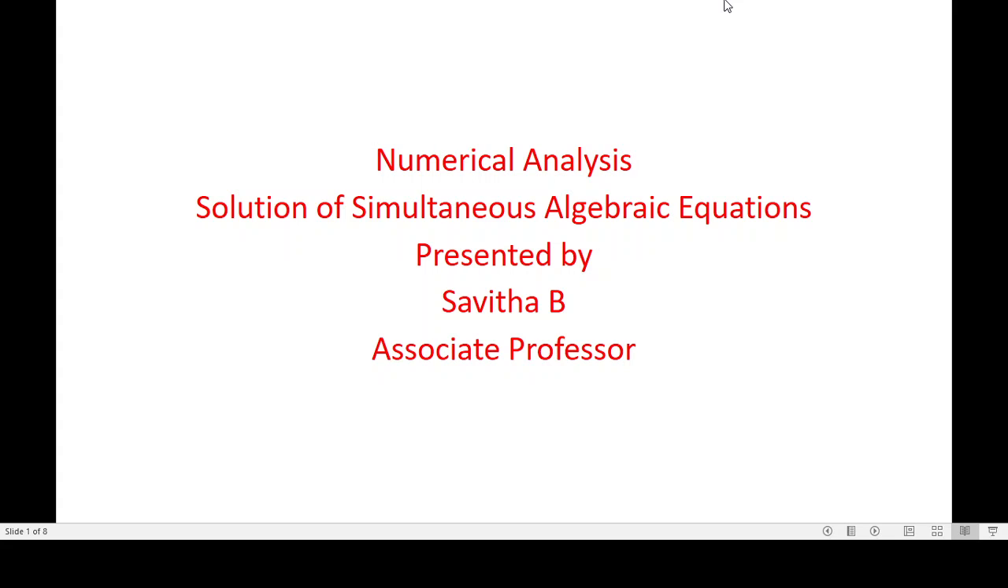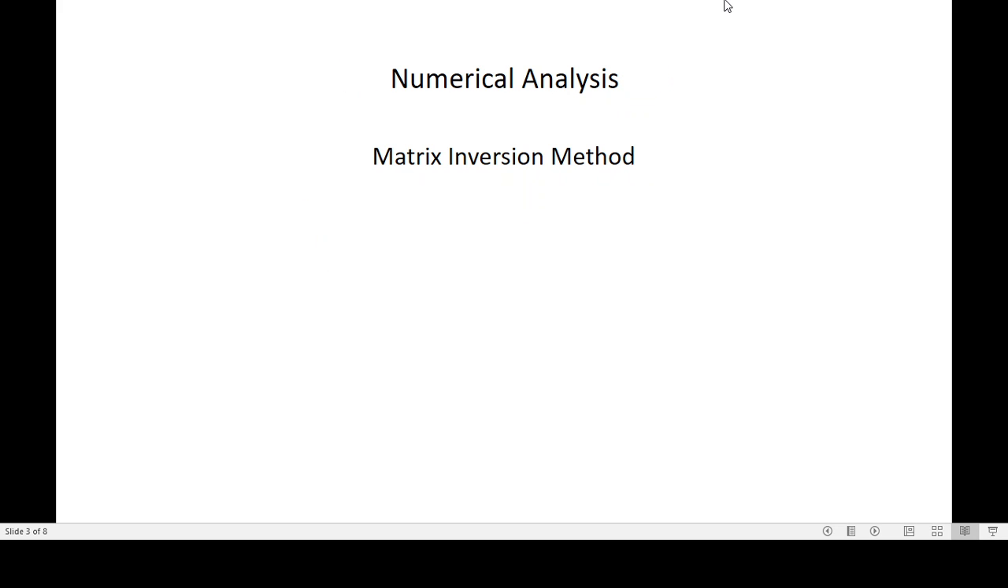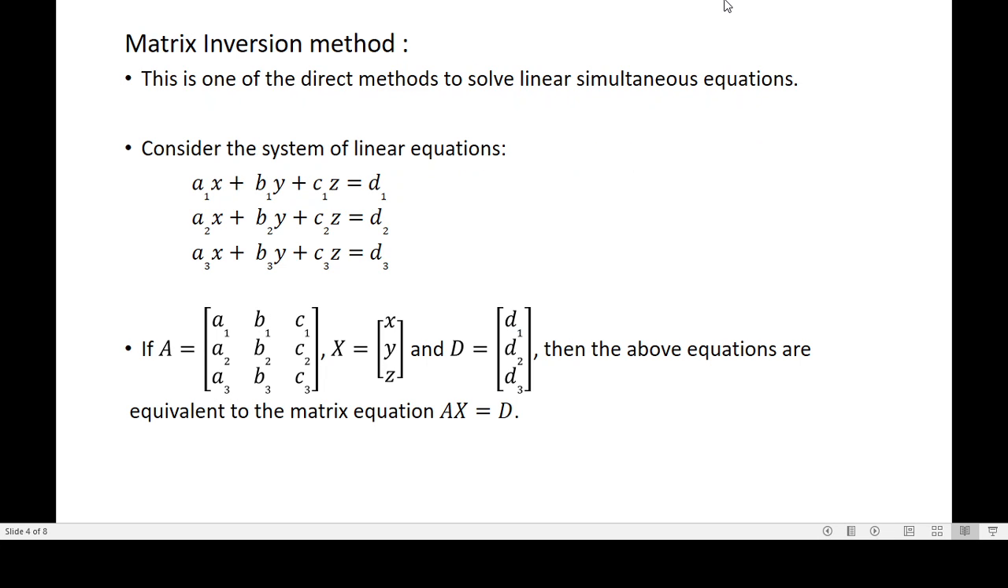In this video, I shall explain matrix inversion method to find the solution of system of linear simultaneous equations. This video is useful for 5th semester BSc students. Matrix inversion method is one of the direct methods to solve linear simultaneous equations.